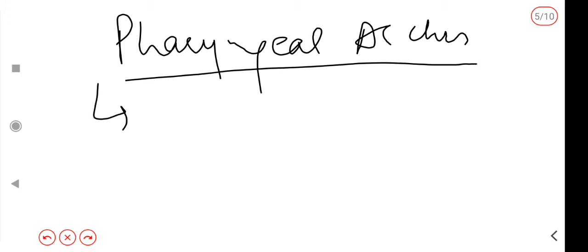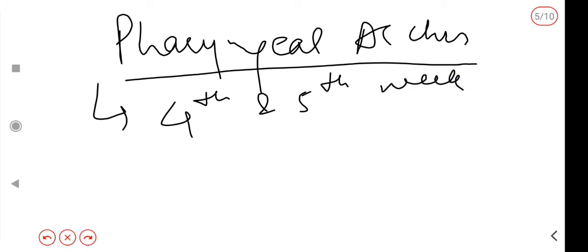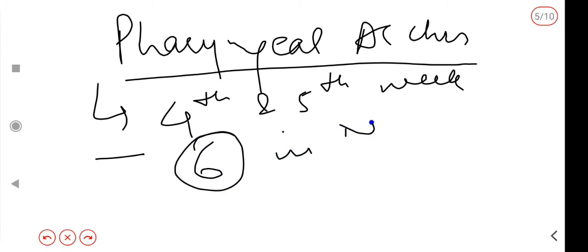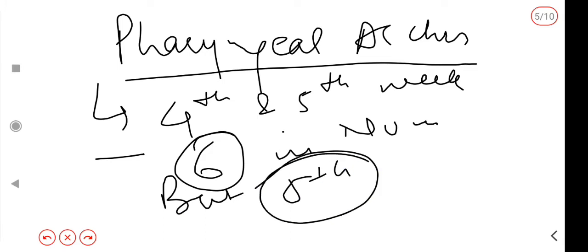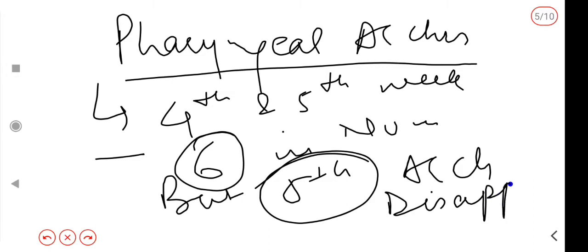They appear during the 4th and 5th week of embryonic development. Total pharyngeal arches formed in humans are 6 in number, but the fifth arch disappears. So remaining arches are arch 1, 2, 3, 4 and 6.